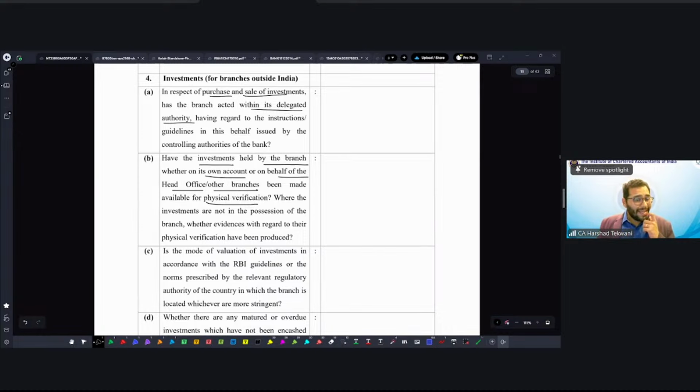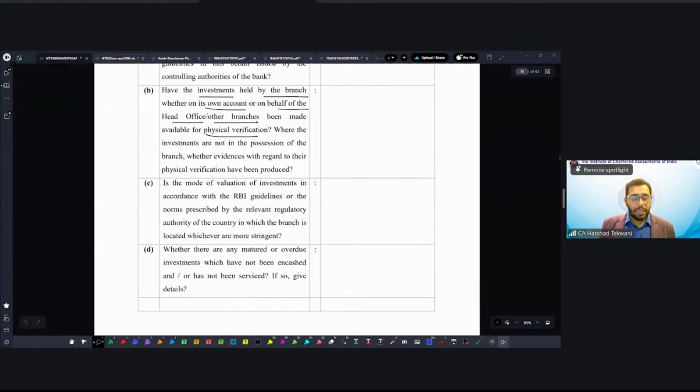Then comes the very important part, which is valuation of investments as per the RBI guidelines. Now that's very critical. Valuation of investments. Now, can anyone tell me how you value investments? Normally, for a company, how do you value the investments? Anyone?